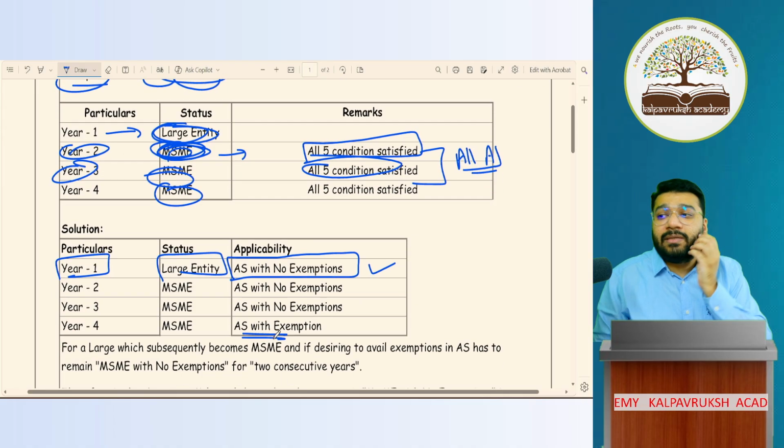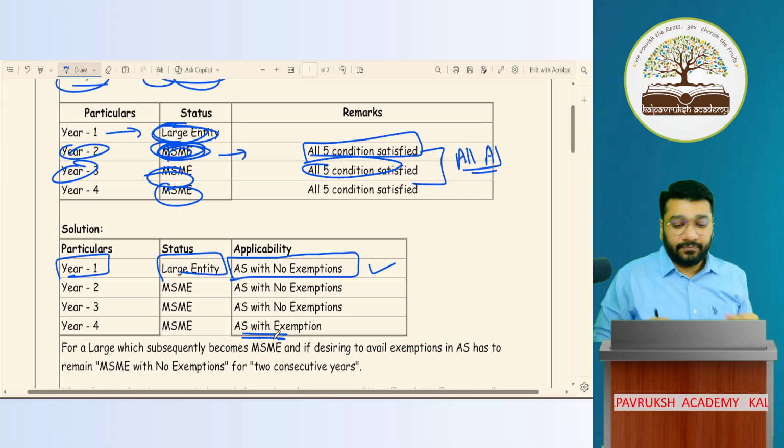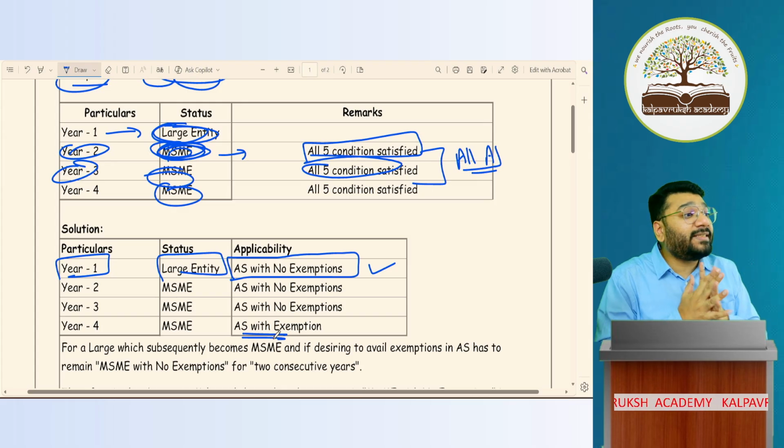Now tell me, what is the logic behind this? There should be some reason why ICA has done this, no?